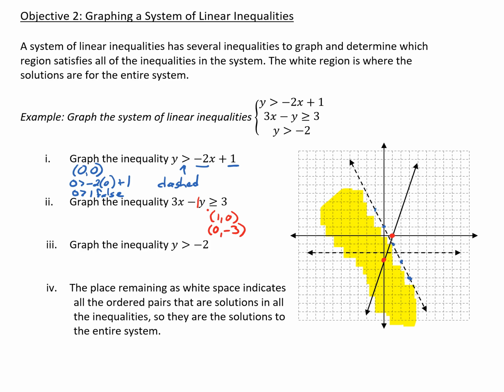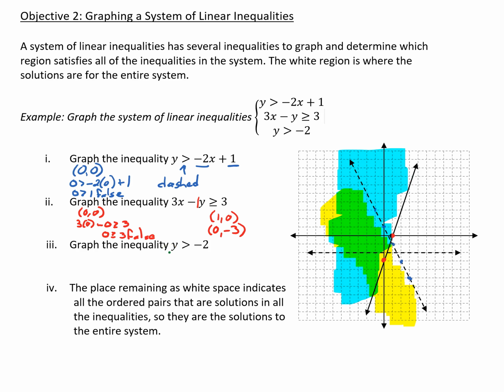Now I need to decide what side of the line to shade. Once again, I can use my ordered pair 0, 0. Substituting this into the inequality, I have 3 times 0 minus 0 is greater than or equal to 3. So I would get 0 is greater than or equal to 3. This is false once again, so I want to shade where my test point of 0, 0 was. I'm going to shade where 0, 0 was, which is to the left and above my line.